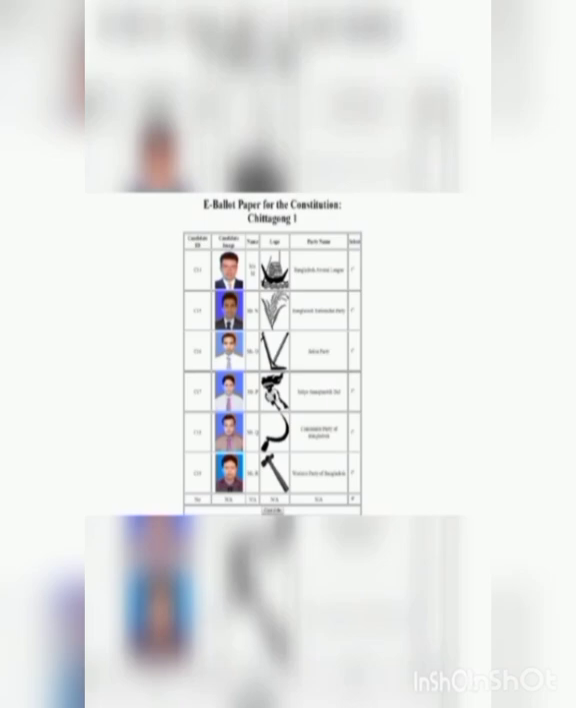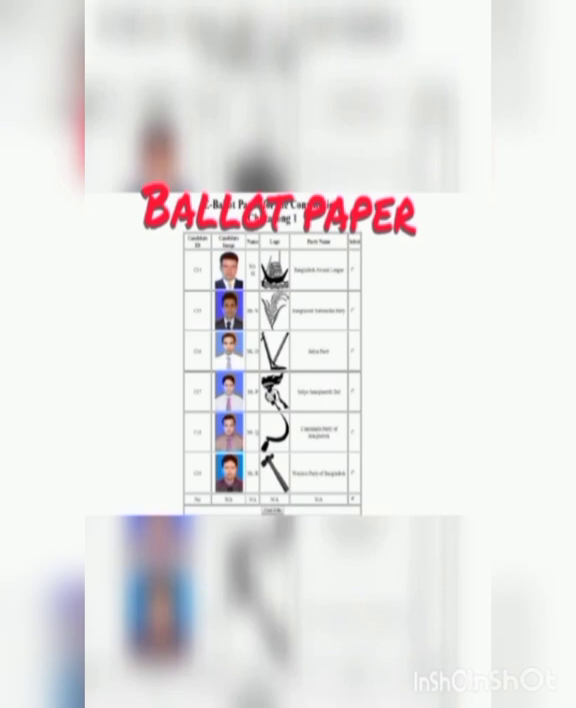What is this? Yes, it is a ballot paper. Do you know what is a ballot paper? A ballot paper is a paper on which the candidates and their party symbols are mentioned so that voter can see them and cast their vote during elections. This is a photo identity card which is used during elections to cast the vote.